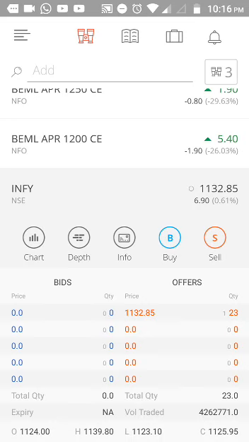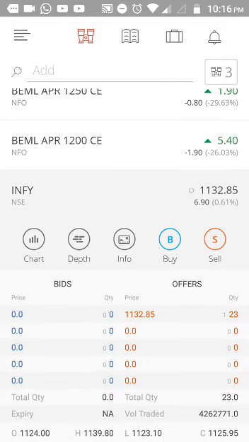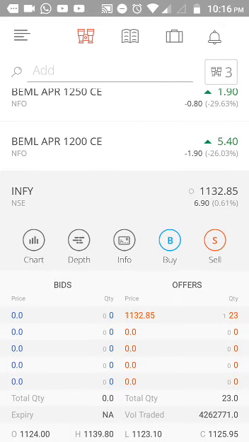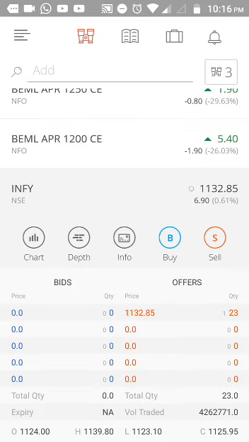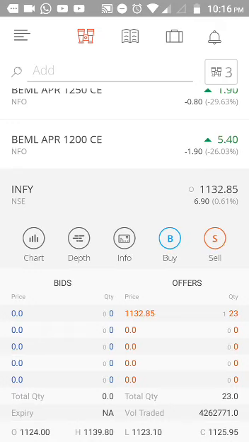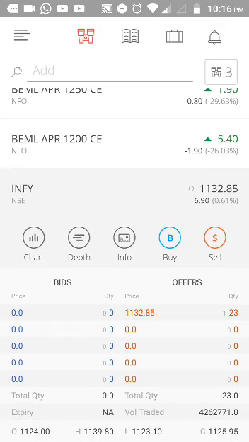How to calculate it: you have to take an average of today's trade. That means open, high and low divided by 3. So open is 1124 plus 1139.80 plus 1123.10, divided by 3, and that would be 1128.96. This is the average of today's trade, and you have to see whether today's close was above this average.